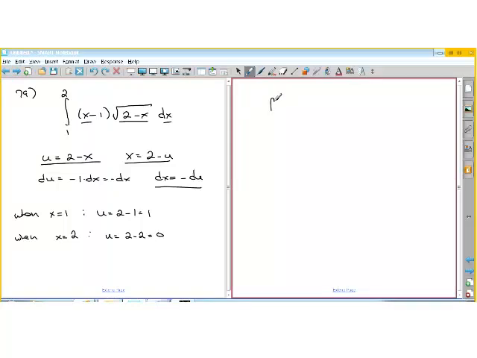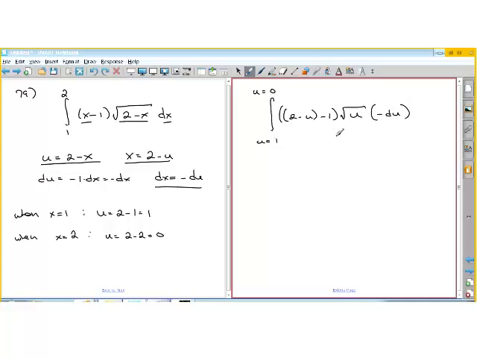Okay, so now we're going to make all the substitutions. First substitution is the limits. For the lower limit, instead of x equals 1, we're going to have u equals 1. For the upper limit, u is going to be equal to 0. For x, we're going to put in 2 minus u. So that's x. And then we subtract 1 more from that. Then we have the square root of u. 2 minus x is u, and dx is negative du.